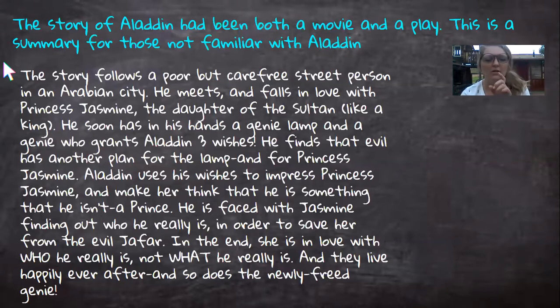Aladdin uses his wishes to impress Princess Jasmine and make her think that he is something that he isn't, a prince. He is faced with Jasmine finding out who he really is in order to save her from the evil Jafar. In the end, she is in love with who he really is, not what he really is, and they live happily ever after, and so does the newly freed genie. Okay, so that's just a really fast rundown of Aladdin, so we can remember what the story is about. And for those of you who've never watched it, that's a little rundown for you.